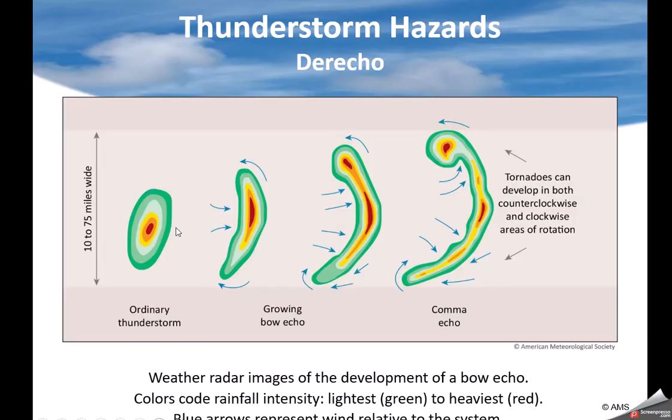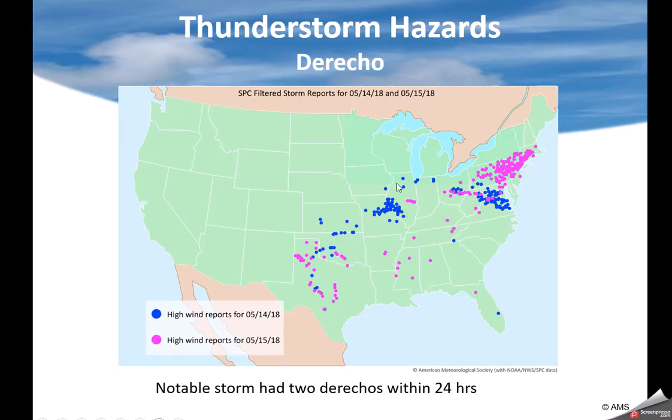You can see here how they develop. A cluster of thunderstorms starts developing, growing, and then they literally get that little curvature here and have a comma shape to them, and they'll just translate to the east very, very quickly. And here was the damage literally coming down through that area.